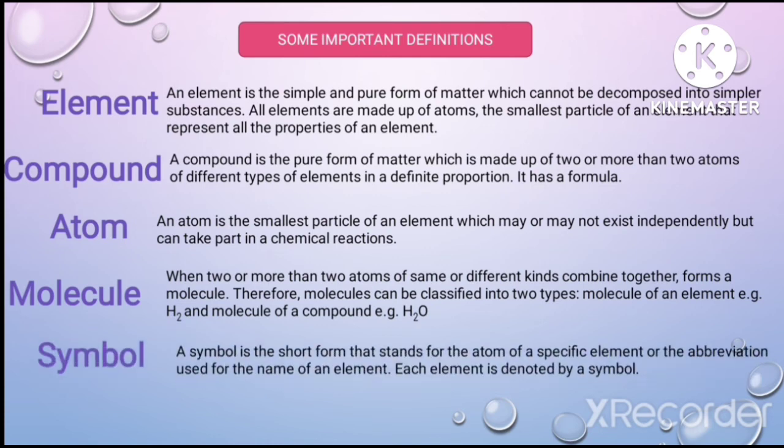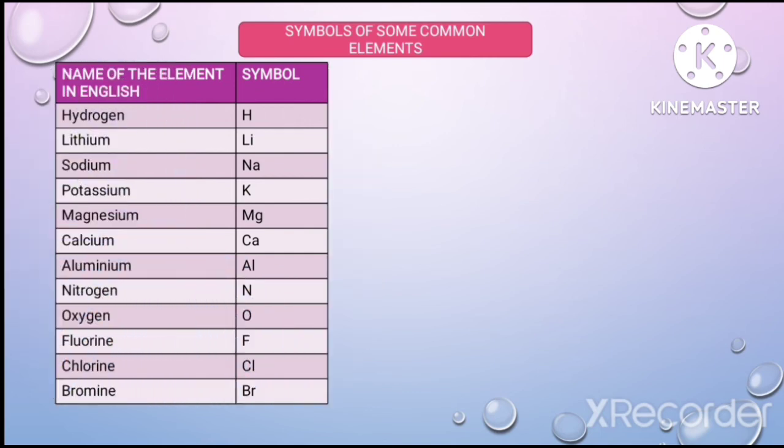Symbol. A symbol is the short form that stands for the atom of a specific element or the abbreviation used for the name of an element. Each element is denoted by a symbol. Now let's learn some symbols of some common elements. In this table, the name of the element is written in English and the symbol.